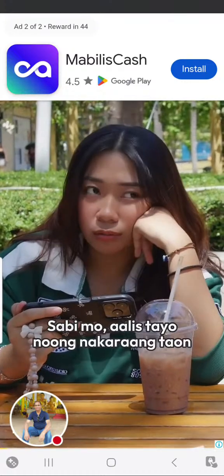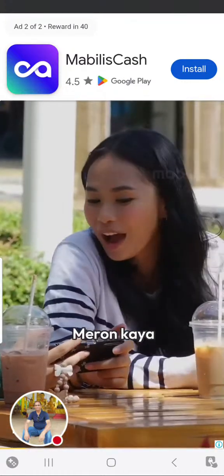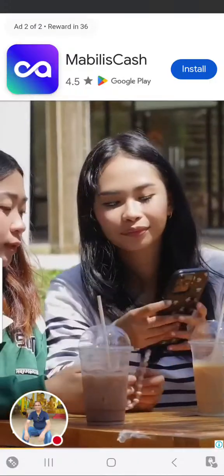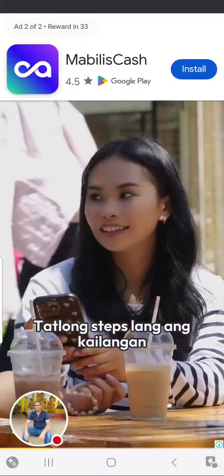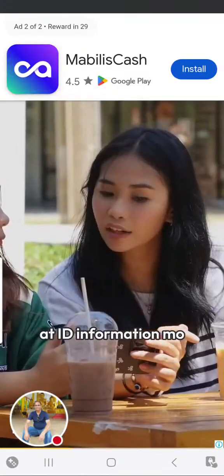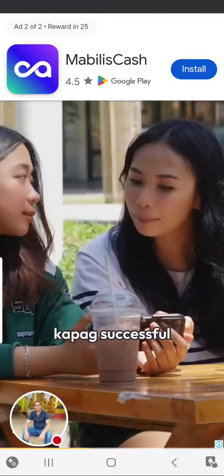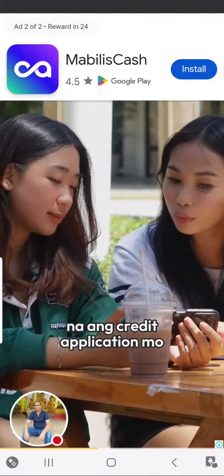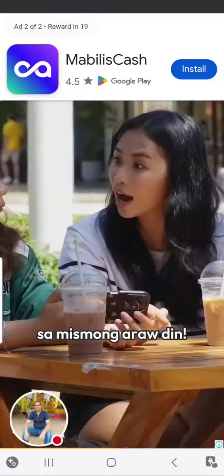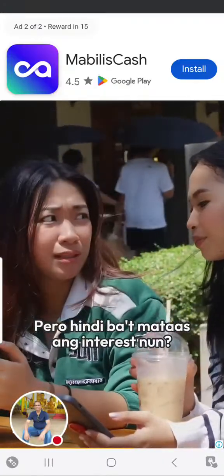alis tayo mga nakaraang taon. Pero ngayon, wala pa rin tayong pambiling ticket sa aeroplano. Meron kaya. Tell you May they really reserve make flight ka money sa putting mabilis ka. Paano forcible hindi mo alam ads. yan? They make money putting forcible ads. I-click ang link sa baba ng video. Next, ilagay ang cellphone number at ID information mo sa official application page ng Mabilista. At ang panghuli, kapag successful na ang credit application mo, i-withdraw mo ang pondo sa personal mong account. Mabilis itong dadating sa mismong araw din. Totoo nga, na-receive ko ang 90,000 pesos. Pero hindi ba't mataas ang interest nun?